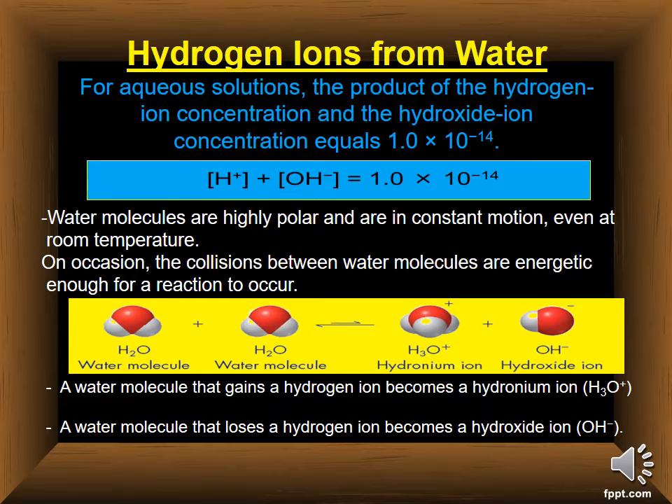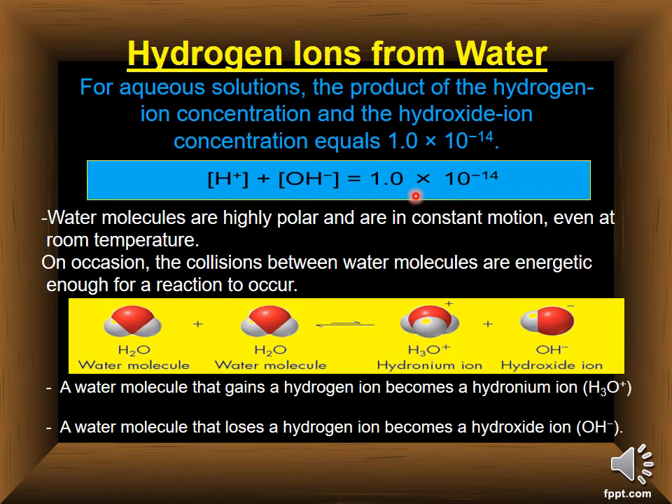Let's start our lesson. Hydrogen ion from water. For an aqueous solution, the product of the hydrogen ion concentration and the hydroxide ion concentration equals 1.0 times 10 power negative 14. So what does it mean? The concentration of H positive ion, the bracket shows concentration, remember this, times the OH negative ion concentration is always equal to 1.0 times 10 power negative 14.